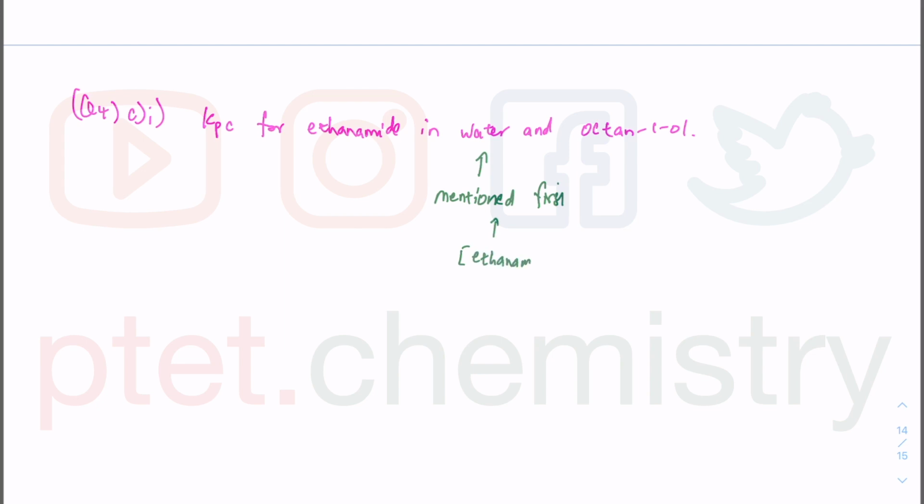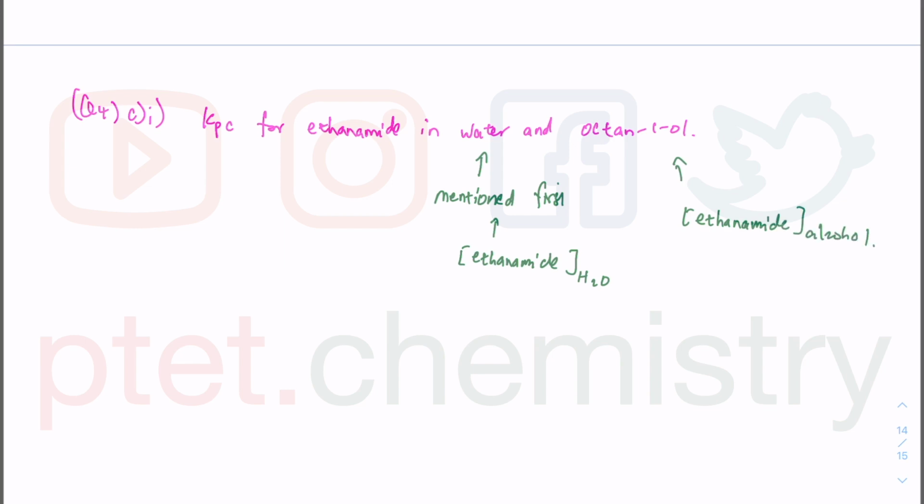Okay, so they say the partition coefficient KPC for ethanamide. Ethanamide is an amide in water and also octan-1-ol. So the reason of me writing this down is because there's something about the information given. They mention this one first. Since they mention this one first, the concentration of ethanamide in water will appear on top of your KPC expression, whereas ethanamide in alcohol will appear at the bottom because it's mentioned the second time.